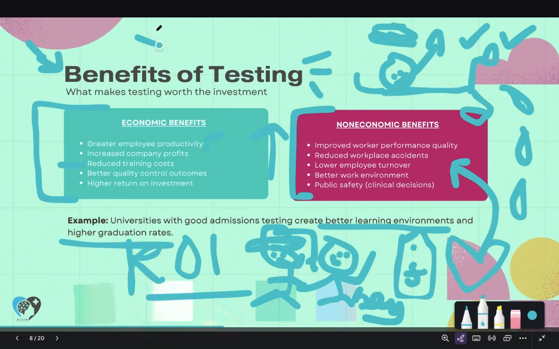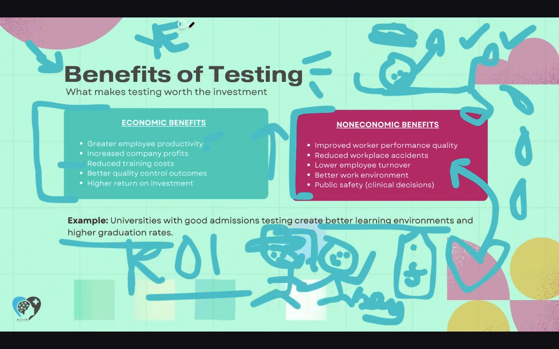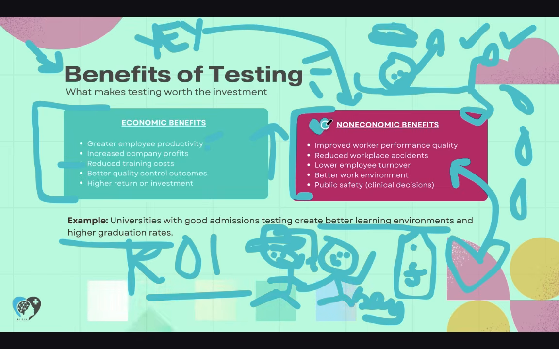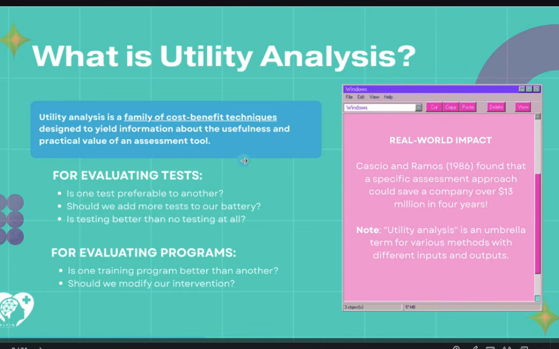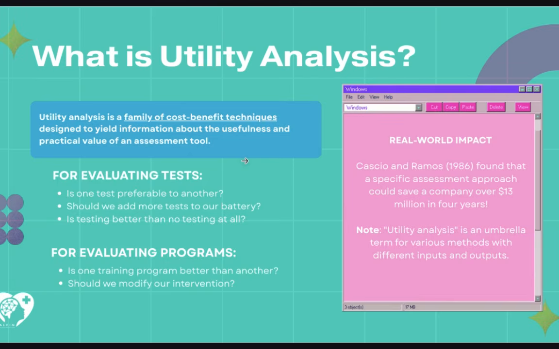Right? So those are the kind of things that you cannot put or measure in terms of money, but it's a huge benefit. And usually it also involves the benefit to society at large. So let's discuss now how to actually do utility analysis. It is the economic cost and benefit of having a test or administering a certain intervention or program.